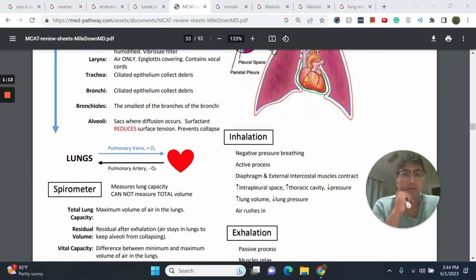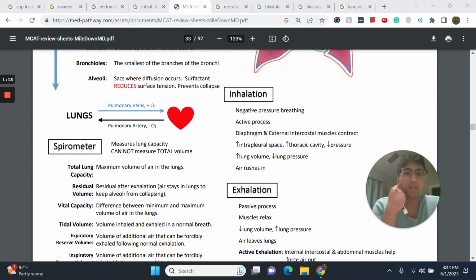Okay, next we have inhalation. Inhalation is negative pressure breathing. It's an active process. The diaphragm and the external intercostal muscles are contracting. You have increased intrapleural space, increased thoracic cavity, and decreased pressure. This is kind of difficult to understand.